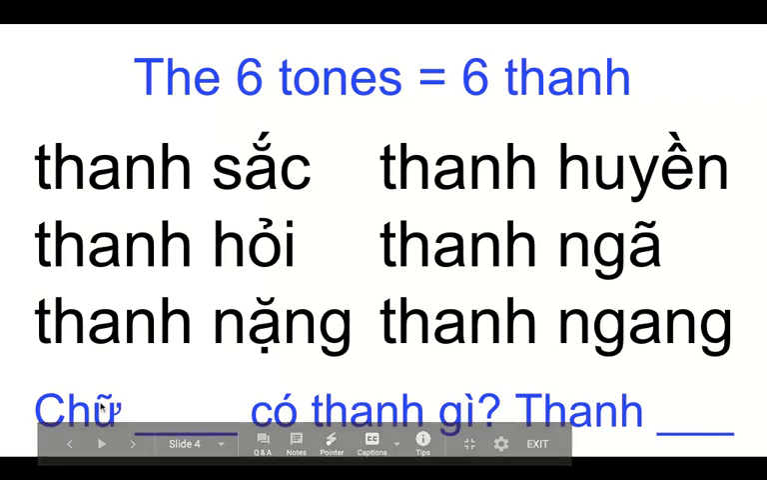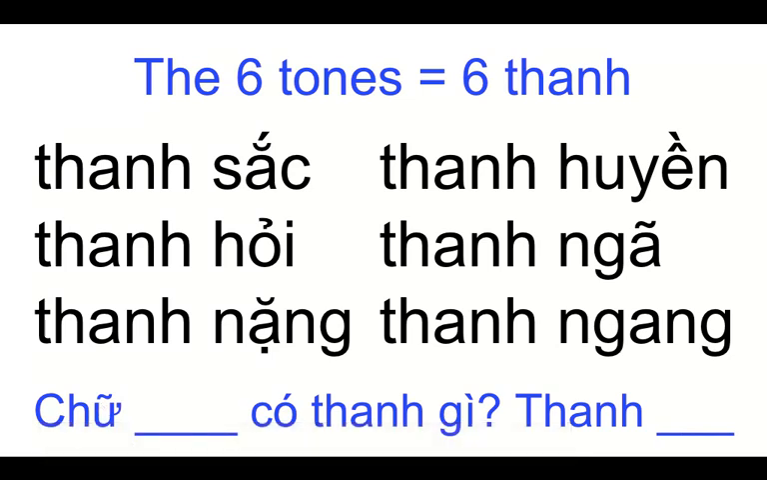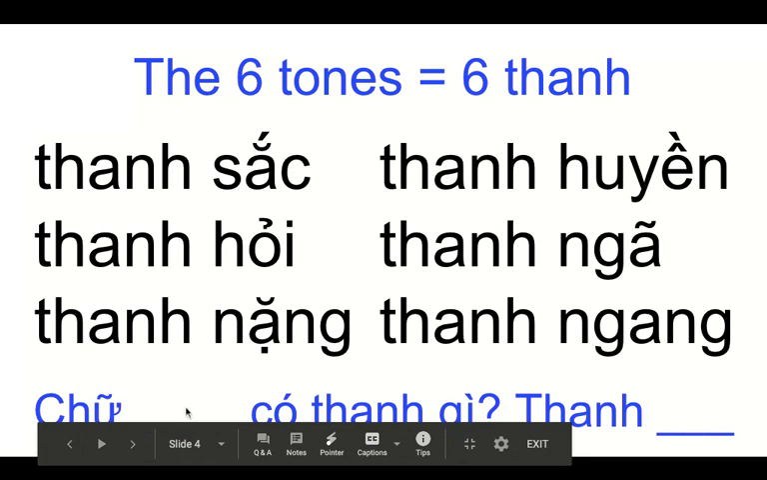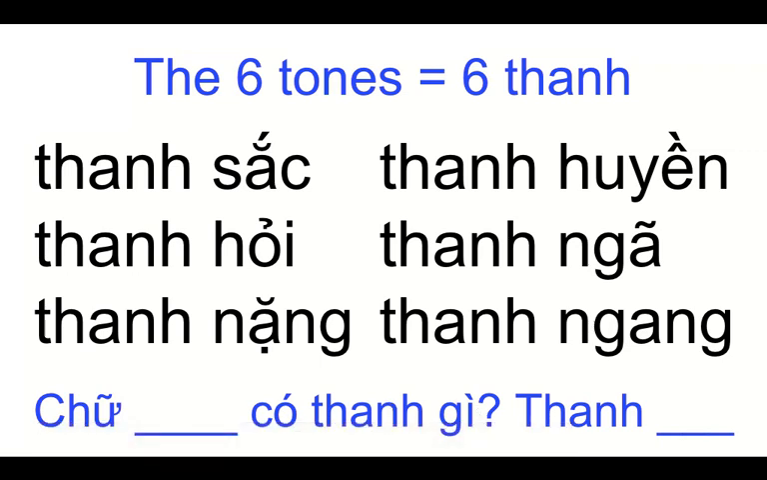So the question down here is chữ blank có thanh gì? Chữ means word. So the word blank, and then whatever the word is, có means has, thanh means tone, gì means what? So notice that in Vietnamese, we ask the question with the word what at the end, right? So this question translates to what tone does this word have, and then you'll say thanh blank.